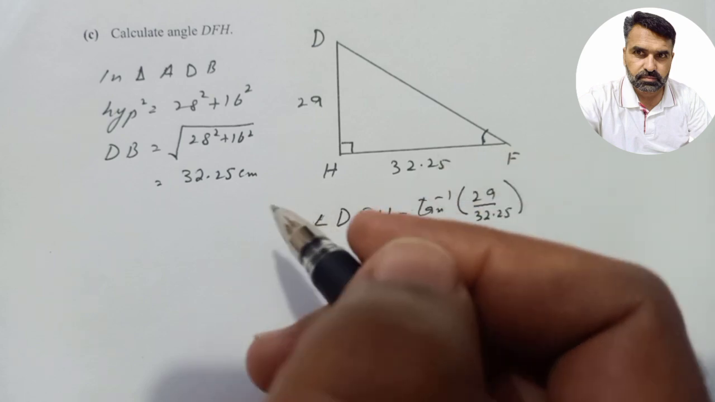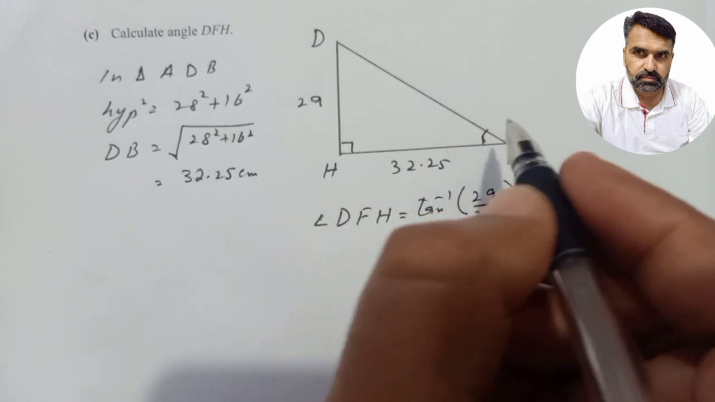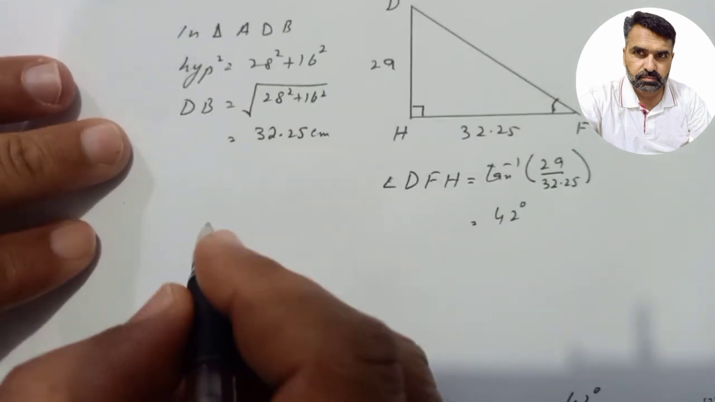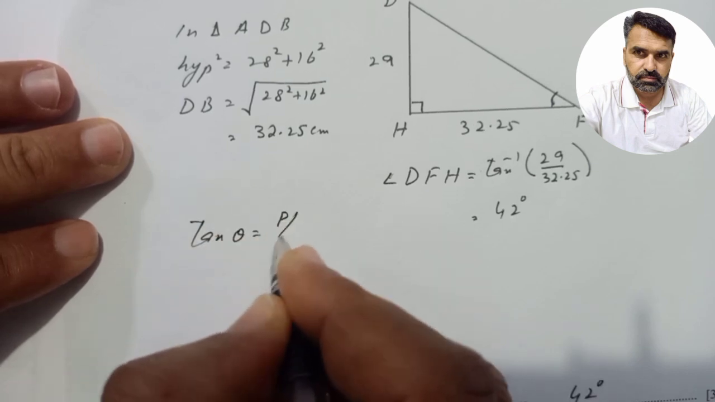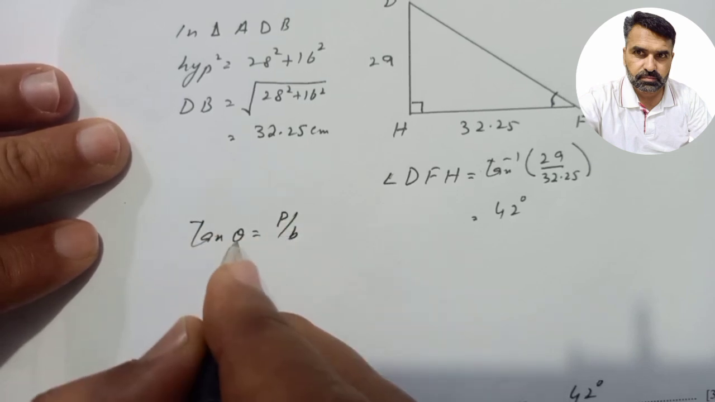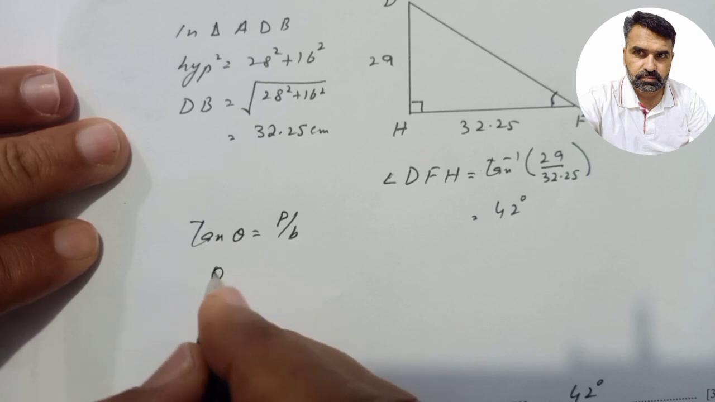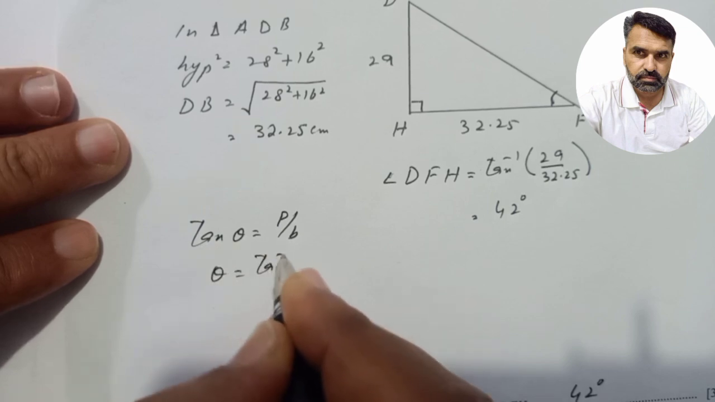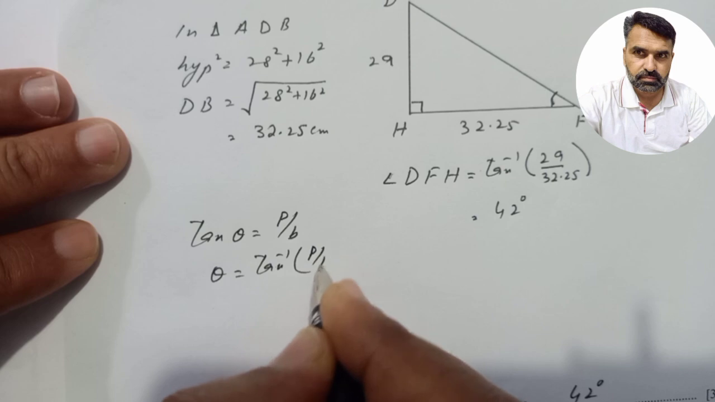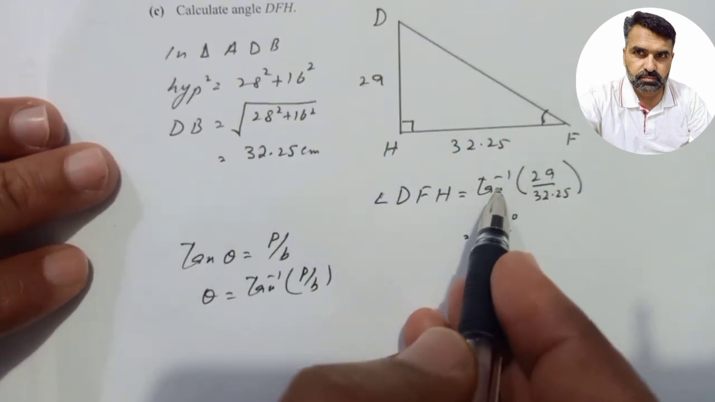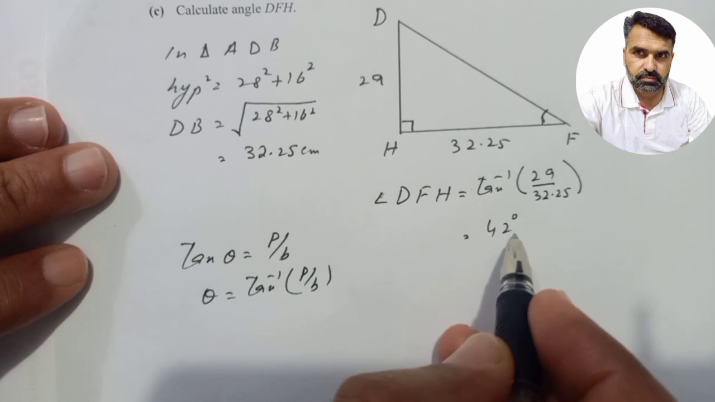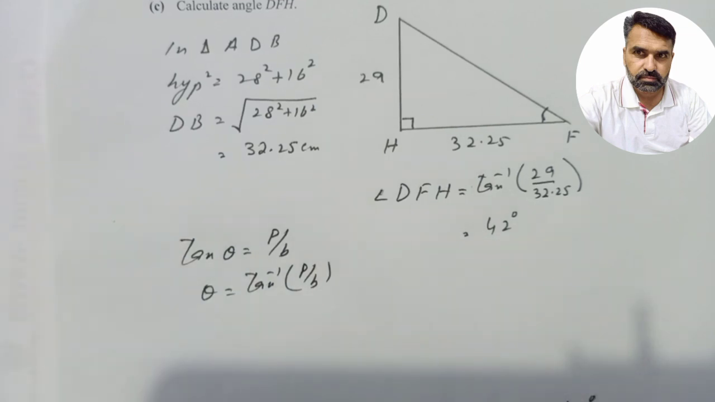and we will use the trigonometric ratio tan theta. Tan theta is always equal to perpendicular over base, as we have to find the value of theta, so we will transfer tan to other side and it will become tan inverse of perpendicular over base. So we have used the value of perpendicular and base with tan inverse, and the value of angle is 42 degree.